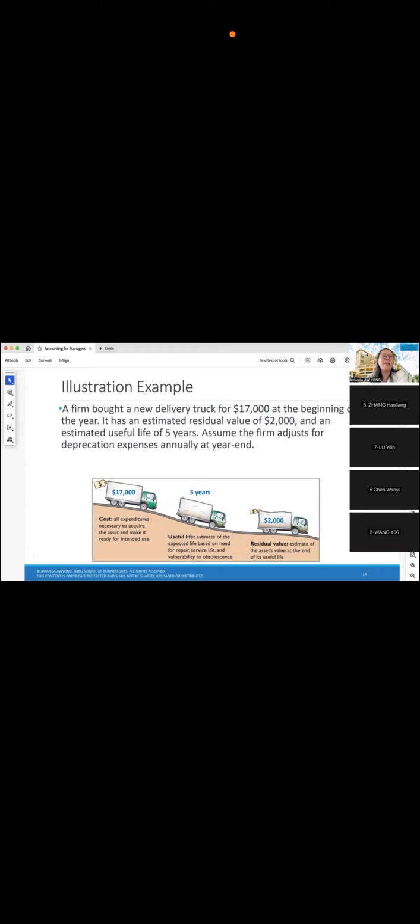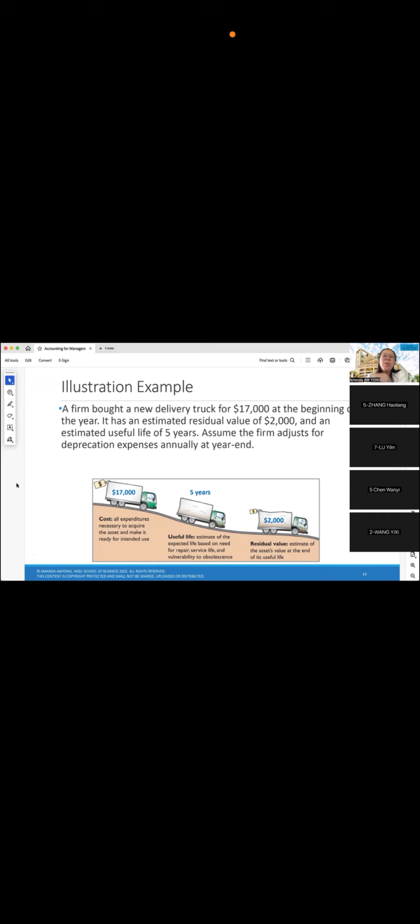So in this example, the firm bought a new delivery truck for $17,000 at the beginning of the year, right? And it has a residual value estimate of $2,000. So residual value would mean at the end of the useful life, when the firm is done using the truck, they estimate that they can sell the truck for $2,000, or they can scrap it, and the scrap metal would be worth $2,000. Okay. They also further estimate that the truck would have a useful life of 5 years, right?